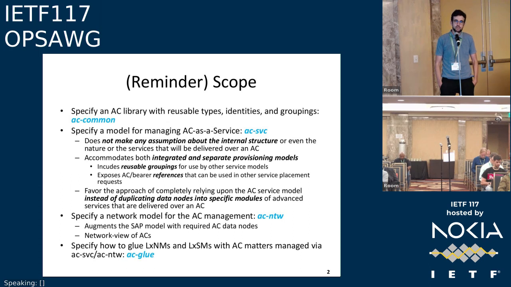Then there is the third document, which defines the attachment circuit at the network level, and how you can bind them to the service attachment points. This is focusing mainly on the configuration on the network side and how you can present them to the network controller. The last document that we developed recently is what we call the attachment circuit glue. This one binds the L3NM and L2NM, and also the layer two models, with the attachment circuit configuration that you can do outside.